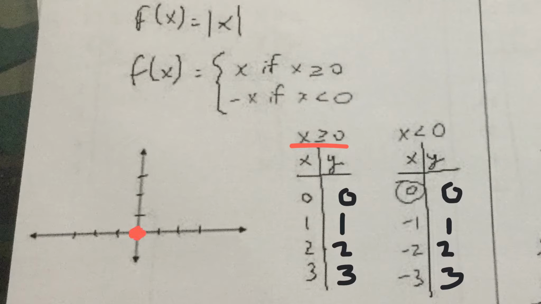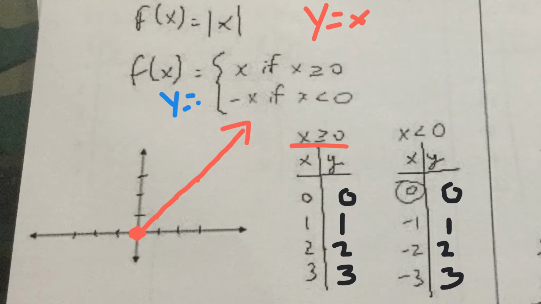So that's included, so I'm going to put a closed circle there. And then we've got 1, 1, 2, 2, 3, 3. And so in the right direction, that is the line of the graph. The graph looks like y equals x. Now on the left side, the graph is going to look like y equals negative x.